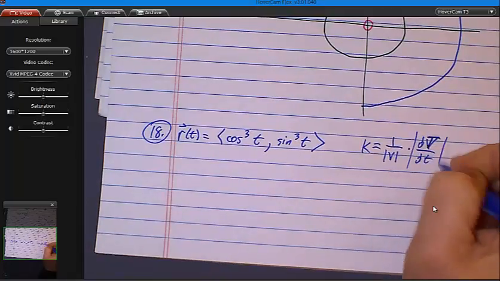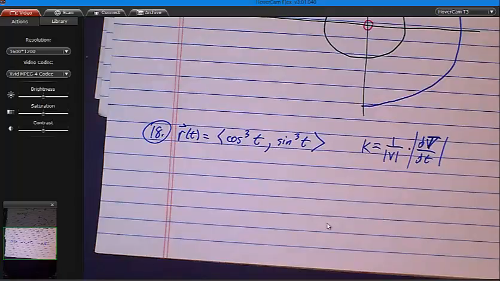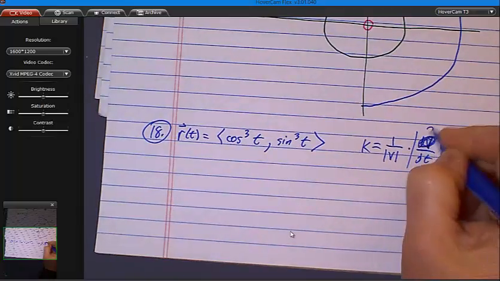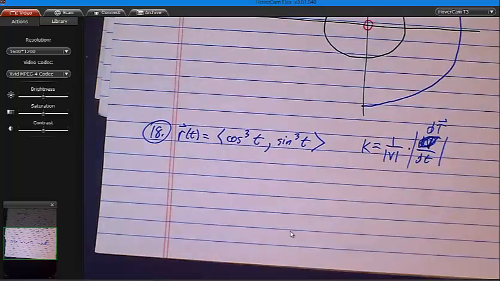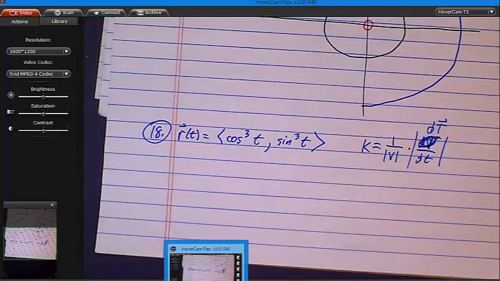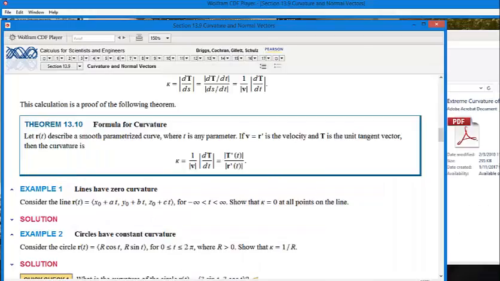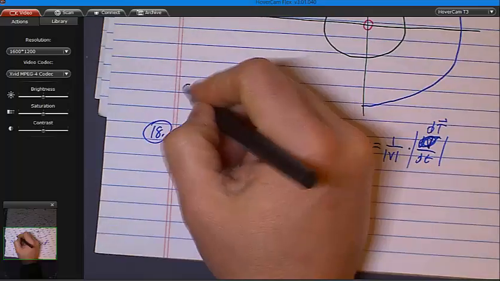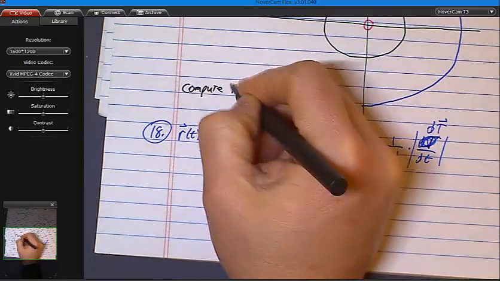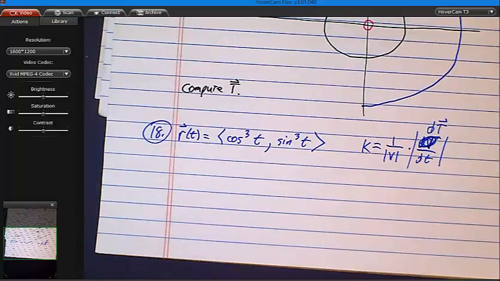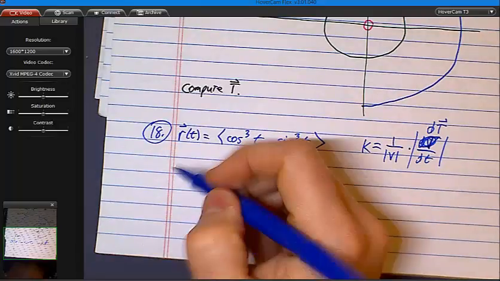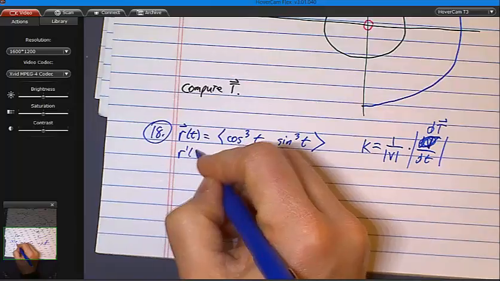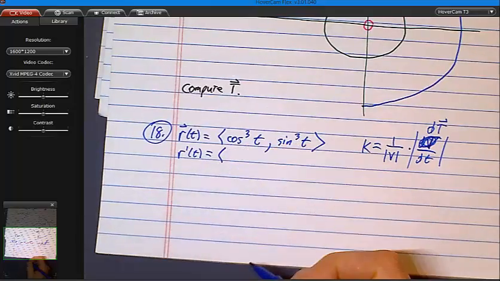And again, this is a scalar I'm computing. Better write that a little better so we don't get confused. Curvature is 1 over v times the magnitude of dT/dt, because this is something I can actually compute. All right? So you notice the directions said first, compute the unit tangent vector. Okay, so let's do that. How do I do that? I guess the very first thing I do is I compute what? r prime of t.